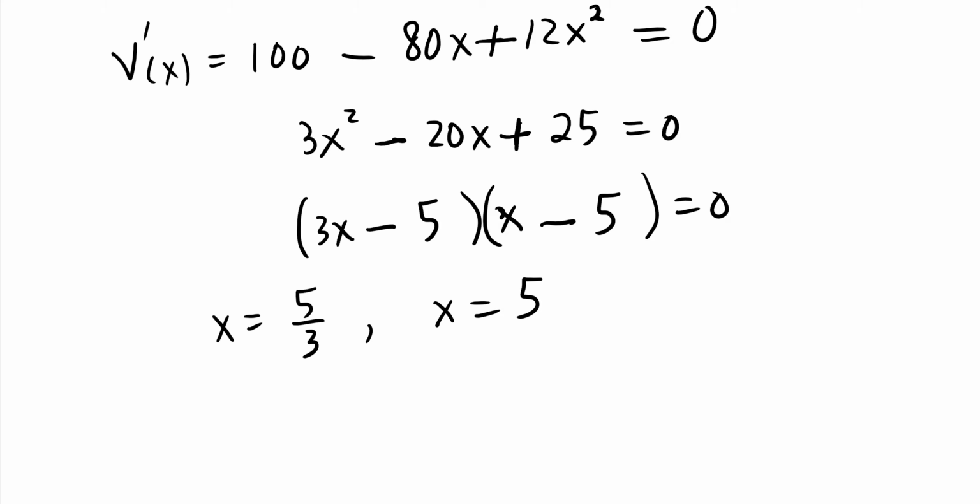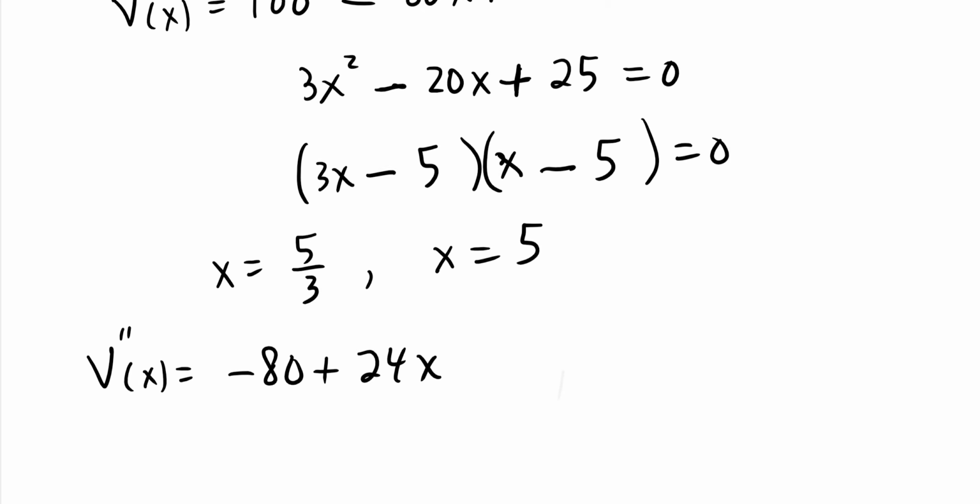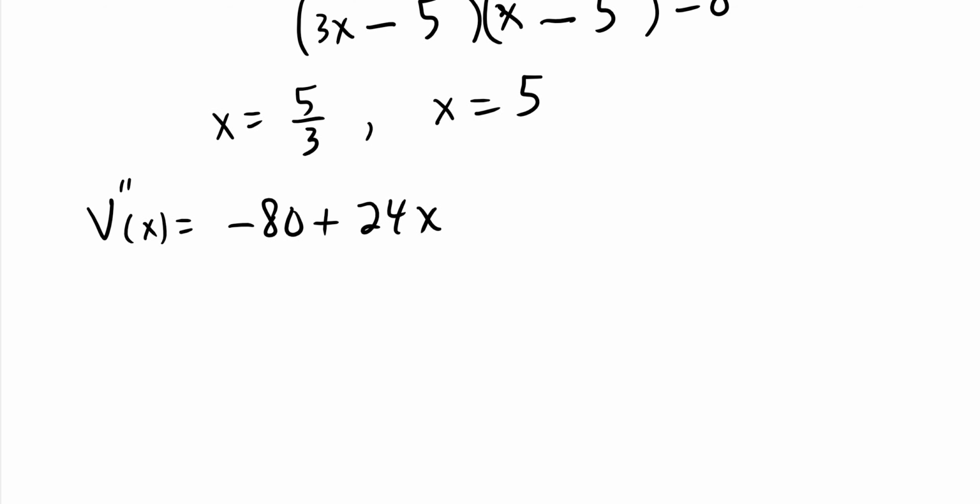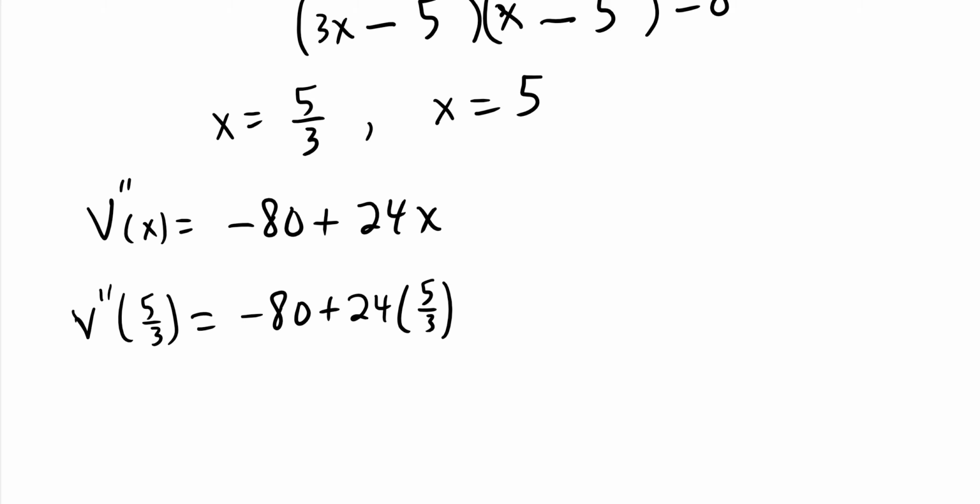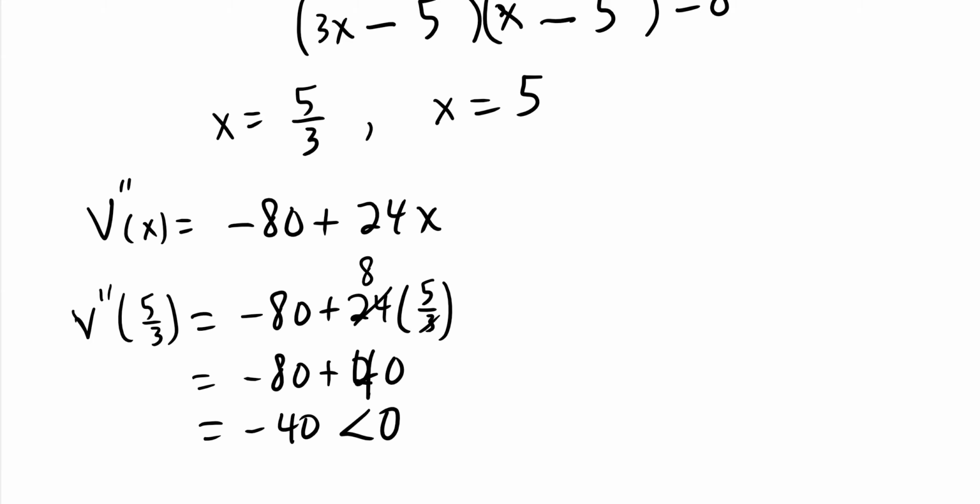So I don't know which one would minimize or maximize the volume. So how do we do this? We use the second derivative test. V double prime of x. From the first derivative, we get negative 80 plus 24x. And now we're going to substitute the first point, 5 over 3. What does that give us? Negative 80 plus 24 times 5 over 3, which is 8 times 5, 40. Negative 80 plus 40, so that gives us negative 40. That's less than 0.